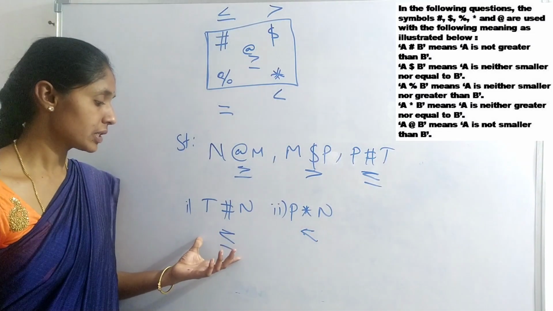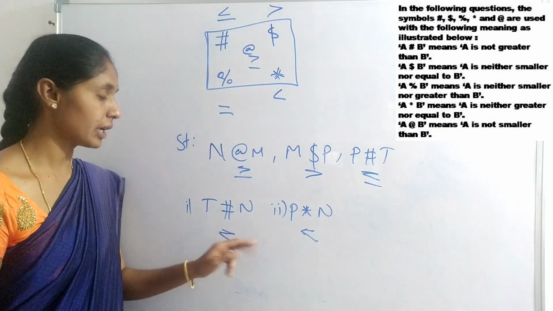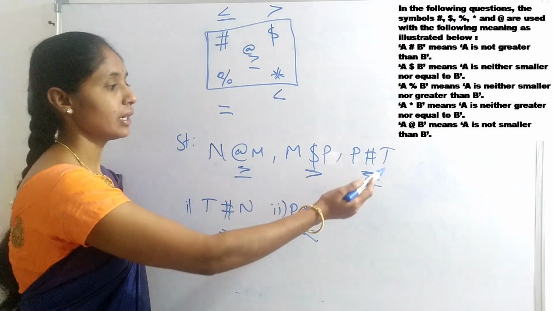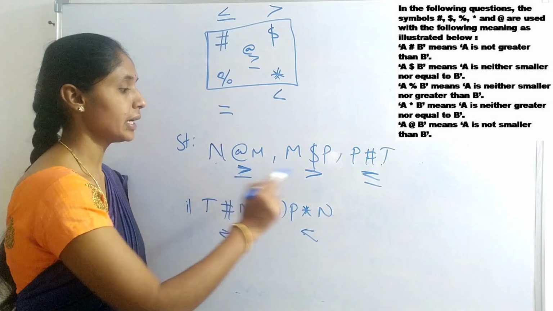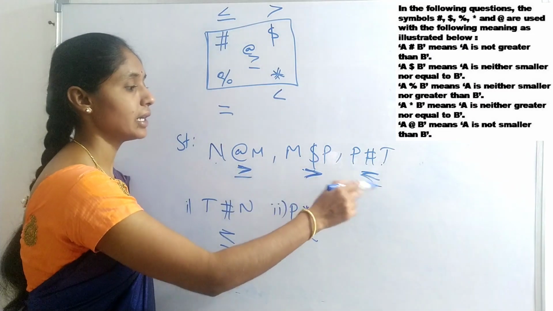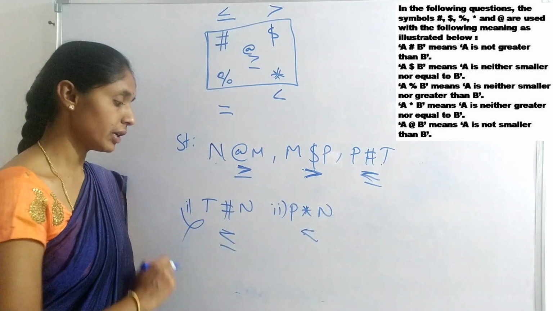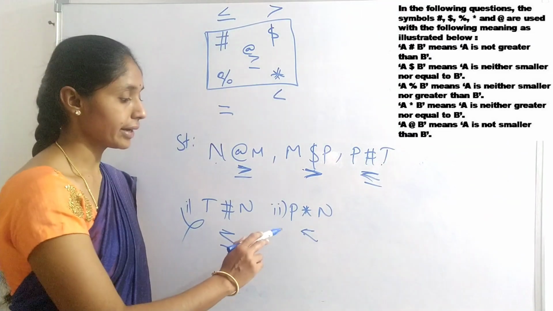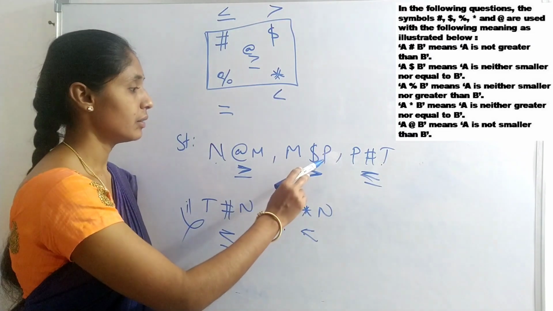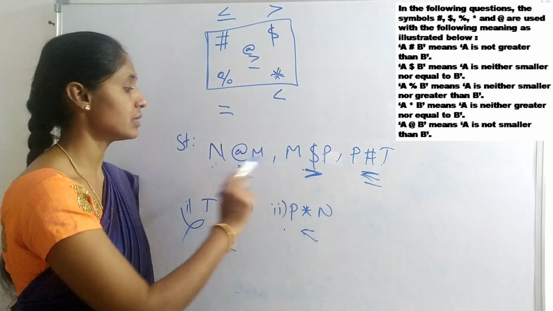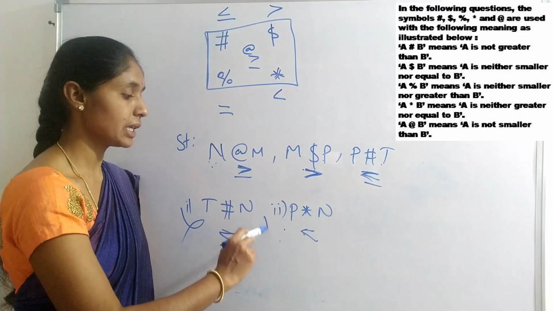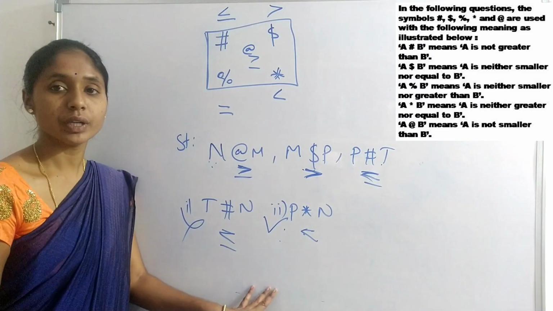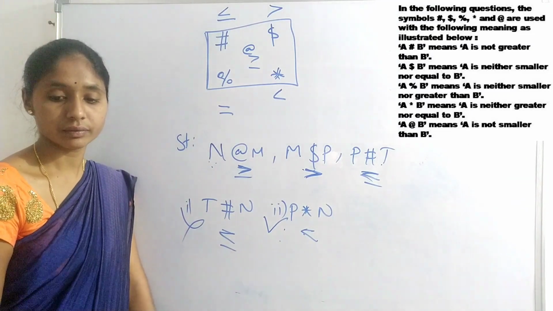Okay. For first conclusion, T less than or equals to N. N is here, T is here. So between these two, greater than and less than or equals. So conclusion 1 will not follow. And next one, P less than N. P is here, N is here. From this we can write N greater than P. So then P less than N. Conclusion 2 is true for this question.